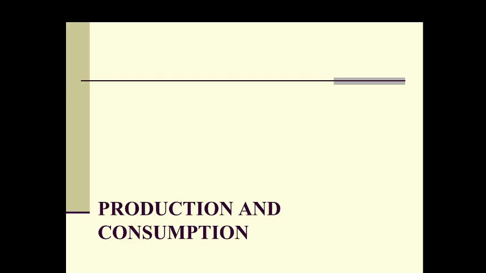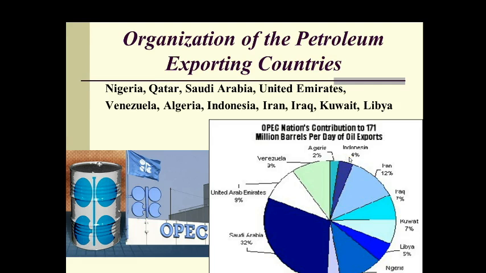In section 3 here, we're going to look at the production and consumption of oil. We're going to begin by focusing on OPEC, the Organization of the Petroleum Exporting Countries. Most of these are in the Middle East: Qatar, Saudi Arabia, Iran, Iraq, Kuwait. Some of them are quite surprising.